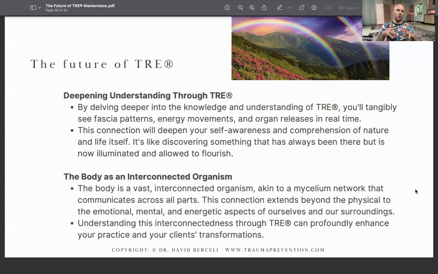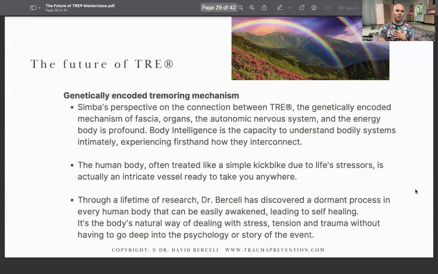And you also learn more about how the body is interconnected as an organism and how this interconnectedness in theory can help yourself in all your practices and help your clients move forward as they progress forward in life.